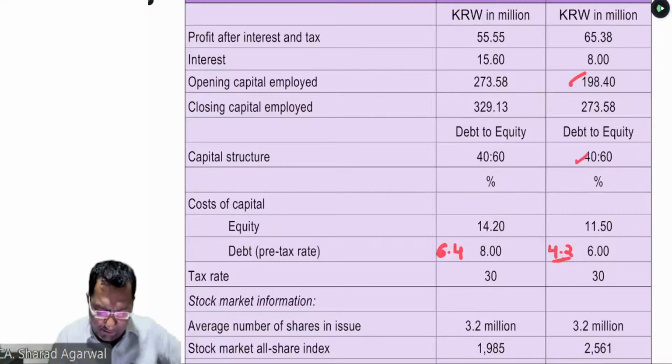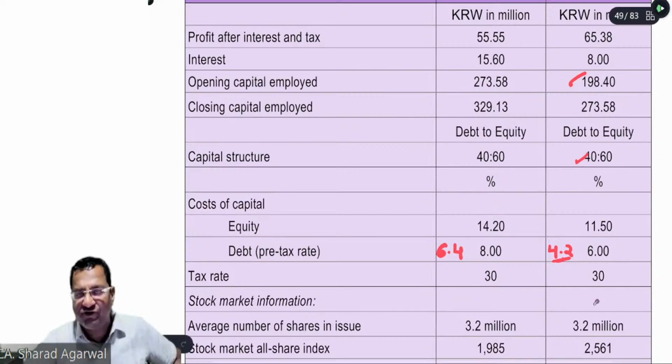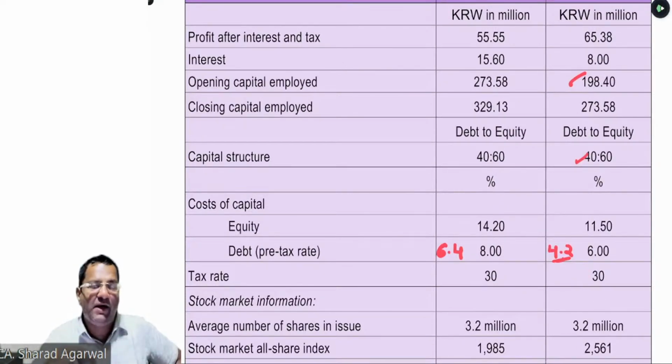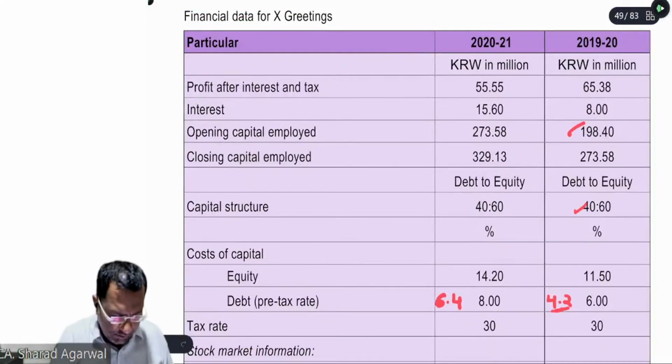So 65.38 minus interest will provide you profit before tax, minus 30% tax rate. Okay, then you will get the profit after tax, and adding back interest after tax, you will get the actual profit that has been earned by the organization in 1920. Similar calculation is to be done for 2021. Okay, beta?